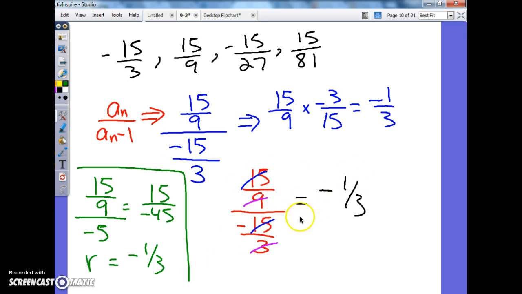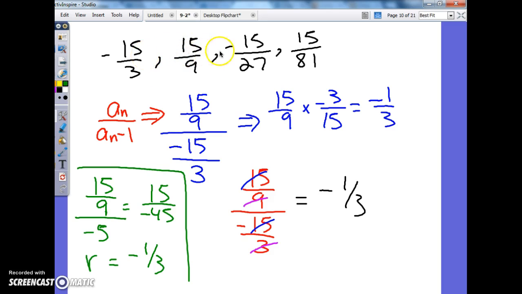The 15 over 15 is 1, the 9 over 3 is 3, the denominator simplified to this, and the numerator simplified to this. You can take the numerator fraction and multiply by the denominator fraction as a reciprocal and simplify. Here I just used negative 5. You should know how to do this. If not, use the calculator, but there's our common ratio, which we get from a term divided by the preceding term.